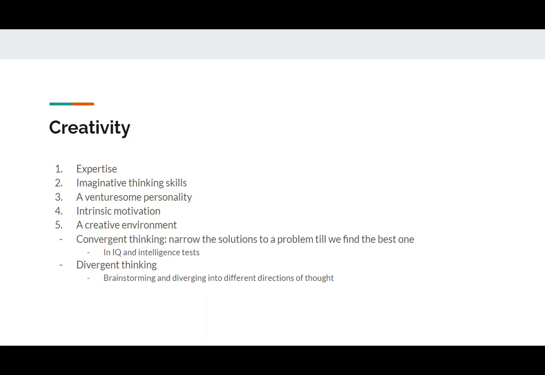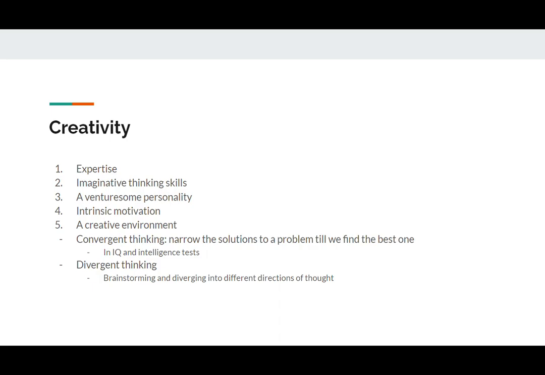Third is a venturesome personality. Be willing to take risks, explore ideas, and try new things. Fourth, we have intrinsic motivation. This is to be driven by your interests and the will to explore for your own satisfaction. And finally, we have a creative environment. All of the things mentioned fuel your creativity, but creativity can exist without a supportive environment.